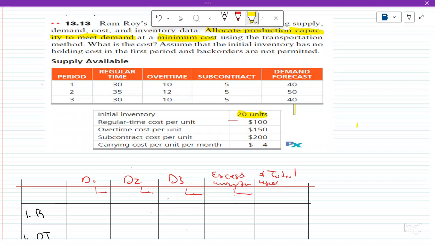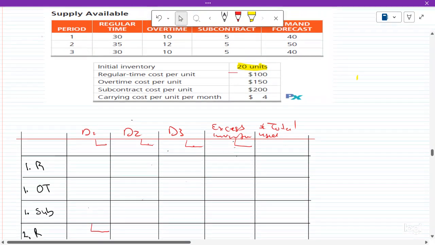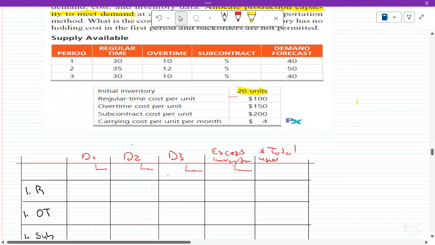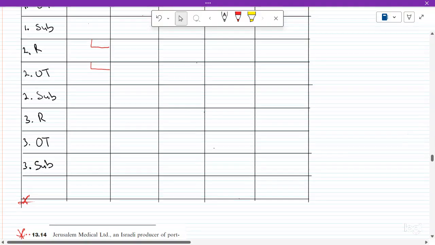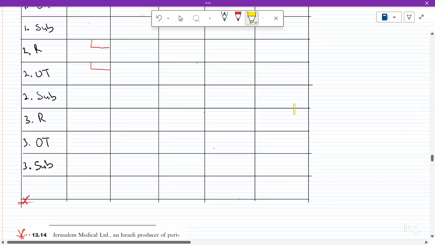Okay, so now this one is really straightforward. You see that 40, 50, 40. This is what you write at the bottom there. So you're going to say demand.